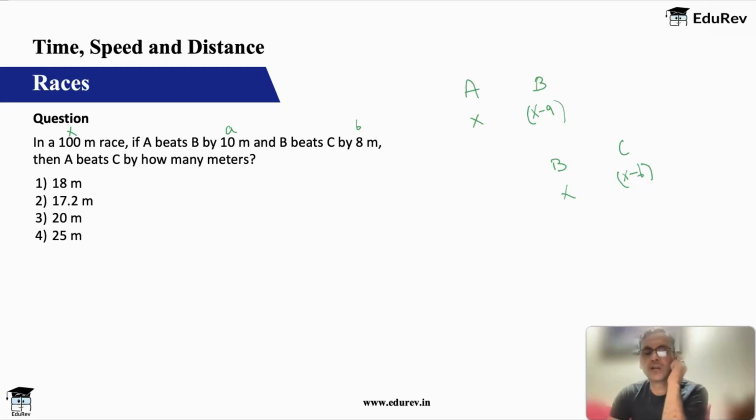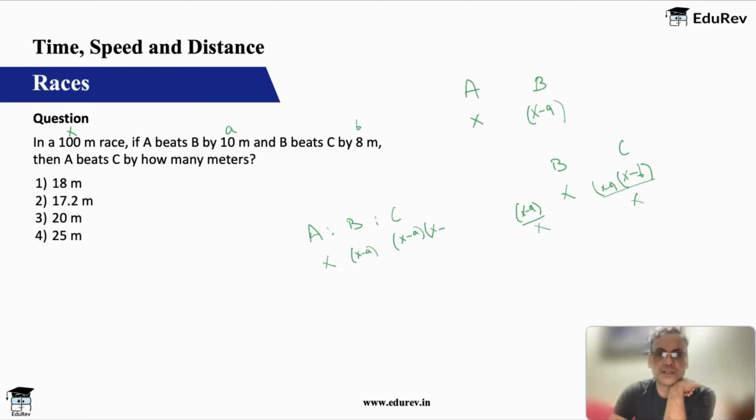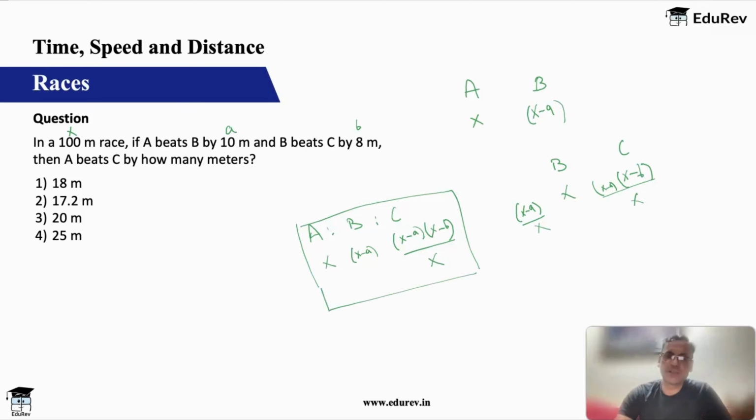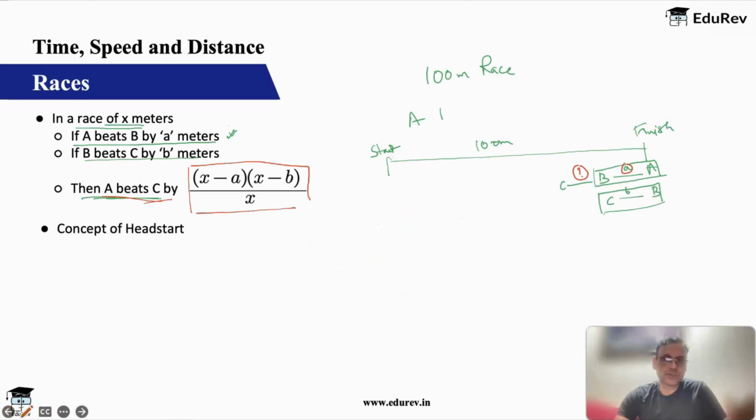Right. Now I want X minus A in both B's. So here I'll multiply it with X minus A upon X and X minus A upon X. Now B becomes same. So A is to B is to C is X is to X minus A is to X minus A into X minus B upon X. So when A covers X meters, B will cover X minus A, and C will cover X minus A into X minus B upon X meters. Right. And this is exactly what was the formula here.